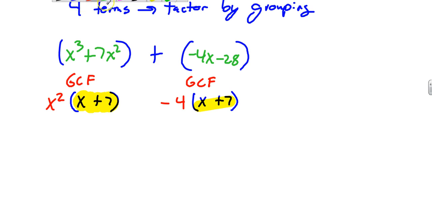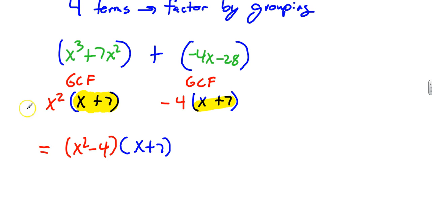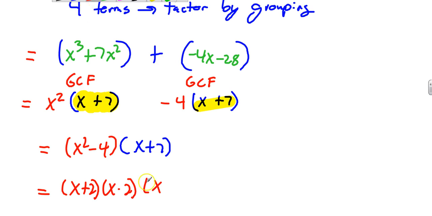Okay, so once you've done that part, you've got the x plus 7 in parentheses. Go ahead and drop that down. Whatever these 2 greatest common factor terms were, they go together in parentheses by themselves. Depending on the problem, that would be it. But for this one, you can go one more step, because x squared minus 4 is the difference of 2 perfect squares. So you can break that out as x plus 2 and x minus 2. And then you can bring down the x plus 7.